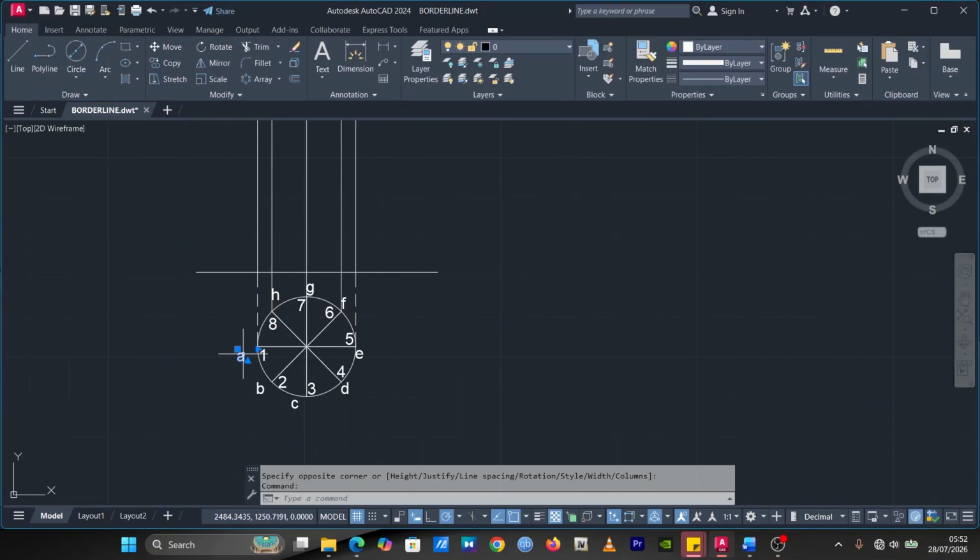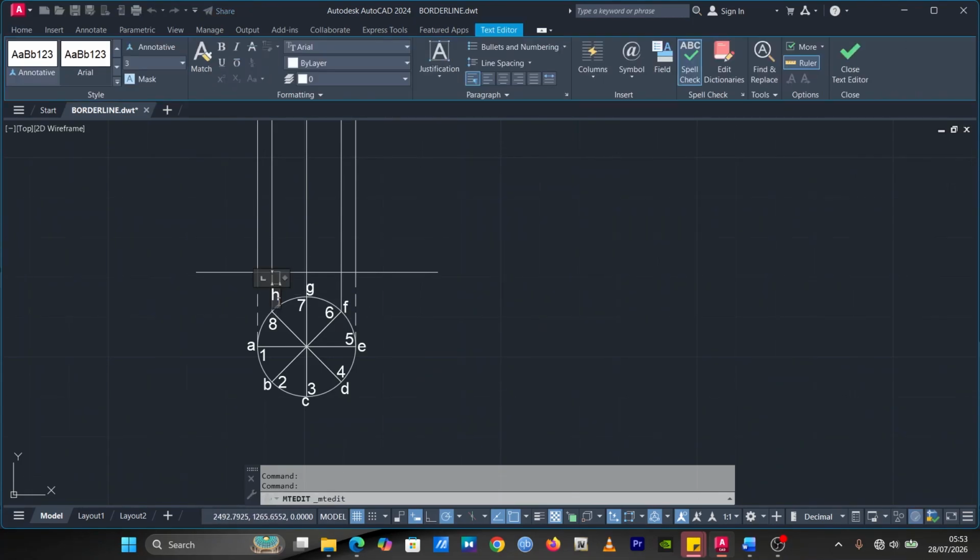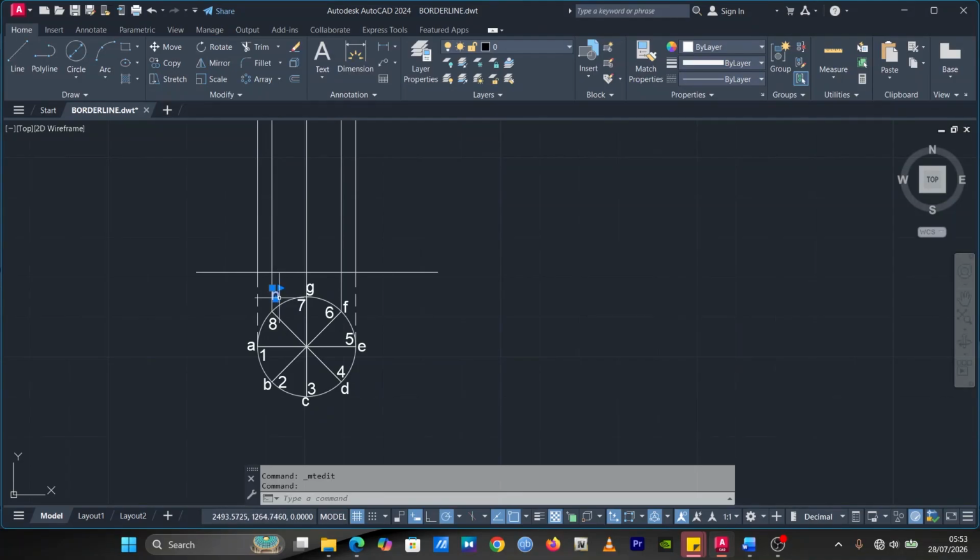Okay, so let's place them well. We have A right here. We have our B here. We have our C here. D. We have our E here. We have our F here. G. And then we have our H. Okay, so we are going to have something like this.